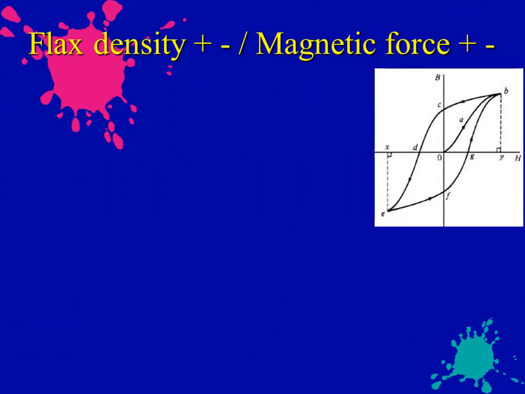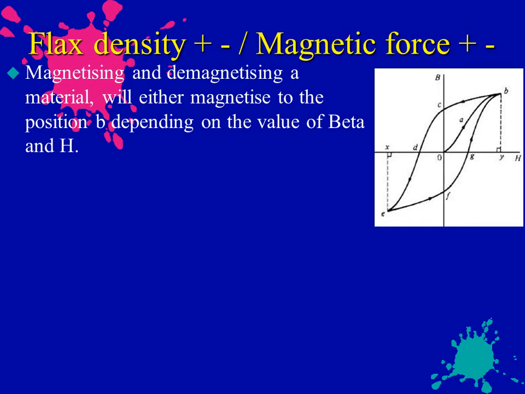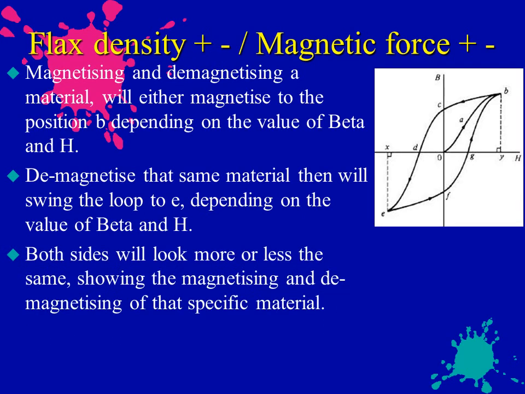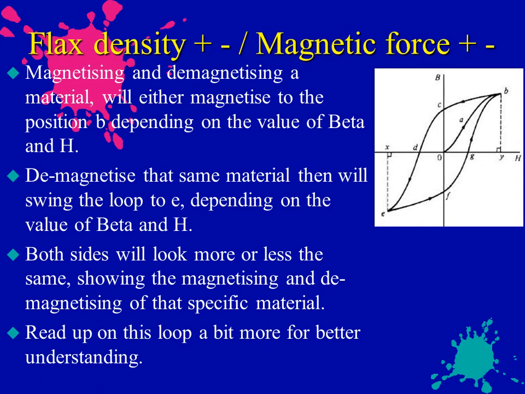This loop shows the flux density against the magnetic force. Magnetizing and demagnetizing a material will either magnetize to the position B, depending on the value of B and H, or demagnetize that same material and then will swing the loop to E, depending on the value, of course, again, of B and H. Both sides will look more or less the same, showing the magnetizing and demagnetizing of that specific material. Read up on this loop a bit more for better understanding.